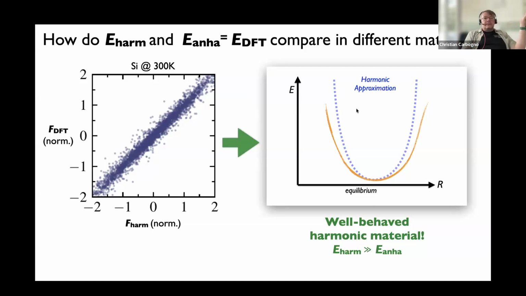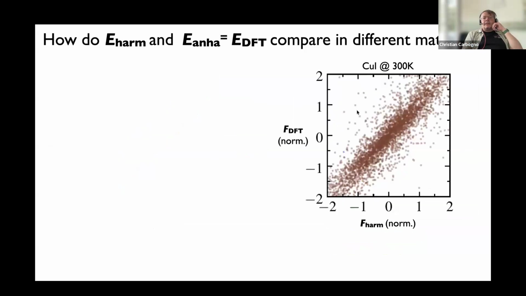On the other hand, we did the exact same calculation, but for something different. This is copper iodide. It's also a zinc blende structure, so a relatively simple structure. It's also run at 300 K, and you immediately see that the distribution and the correlation that we observe between DFT and harmonic calculations is quite different.